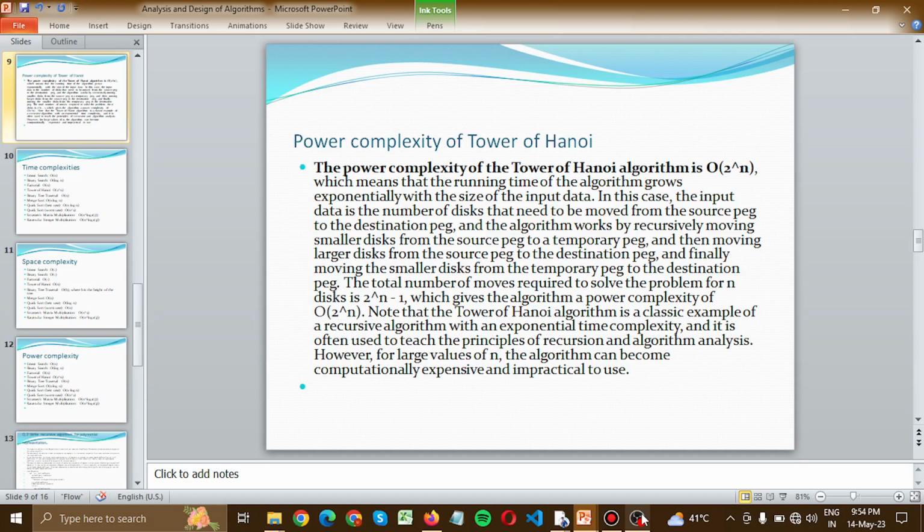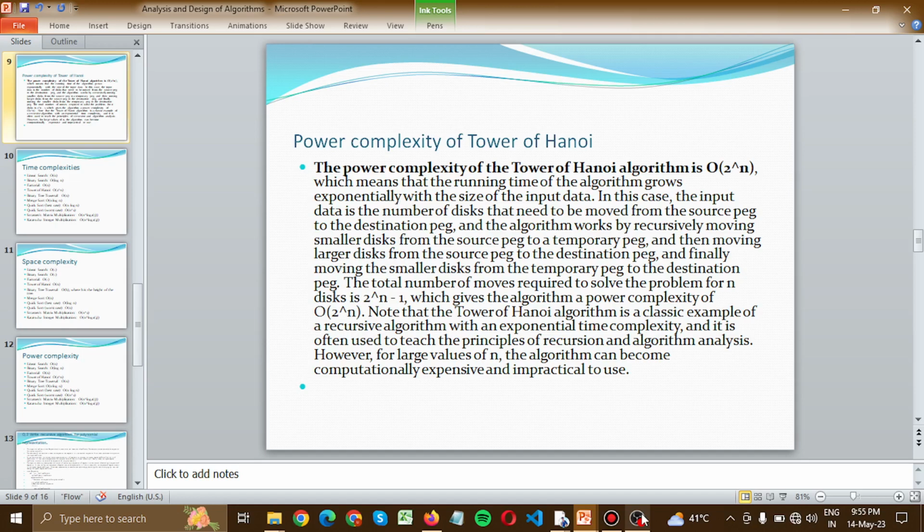to the destination peg, and the algorithm works by recursively moving smaller disks from the source peg to a temporary peg, and then moving the larger disk from the source peg to the destination peg, and finally moving the smaller disks from the temporary peg to the destination peg. The total number of moves required to solve the problem for n disks is 2^n minus 1, which gives the algorithm a time complexity of O(2^n).